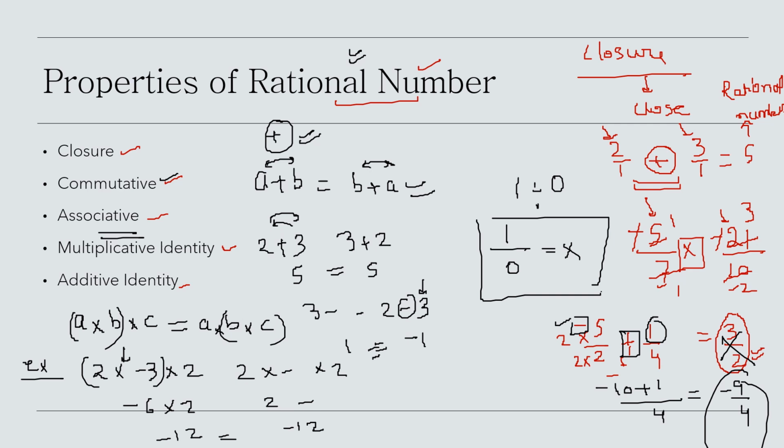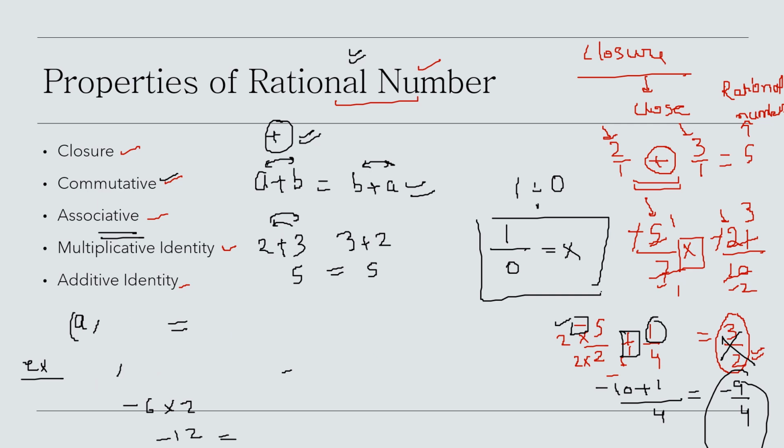Now let's talk about multiplicative identity. I'm hoping that you are getting what I'm telling you, right? For multiplicative identity, just focus on the word identity, okay? What is identity? The existence of that particular number, right? So when you say identity, you have to consider one number and the result has to be the same.